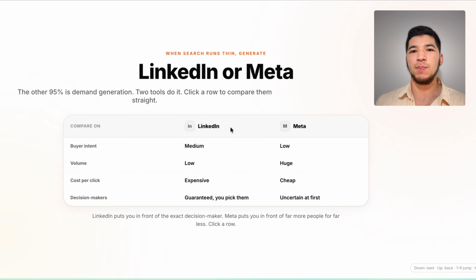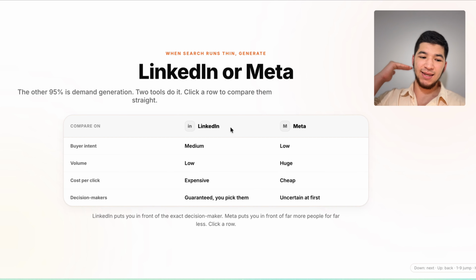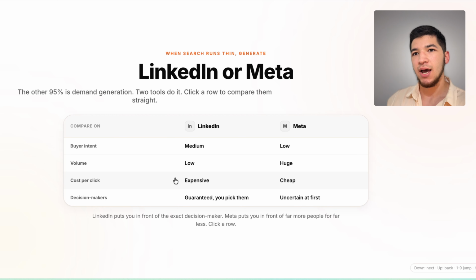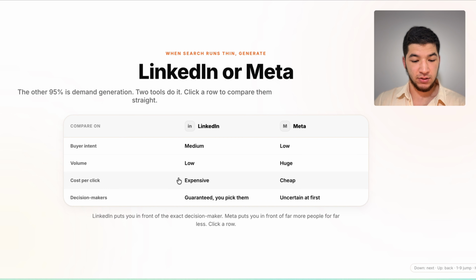LinkedIn, it's medium intent, right? So Google is high intent, LinkedIn is medium intent. Volume is lower than Meta, but it's still higher than Google. And the cost per click is insanely expensive because you can target the specific people that you're after, right? So you know that your ad is being shown to the CEO, to the VP, or whoever you target. And yes, again, your decision makers are guaranteed, you're going to show your ad to those people.